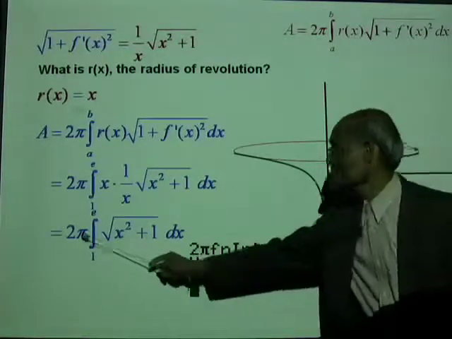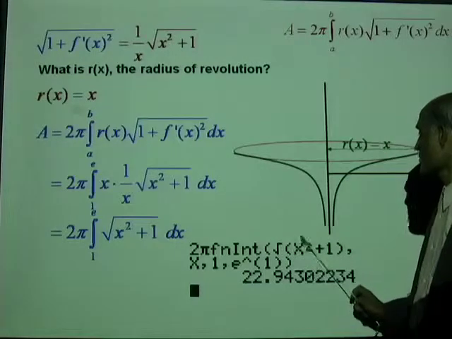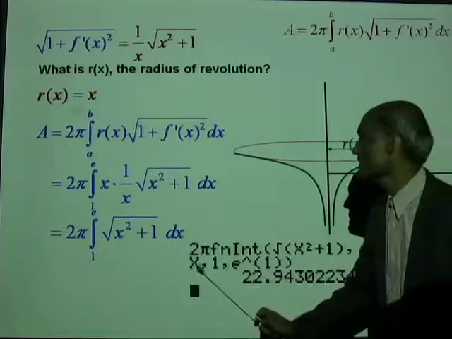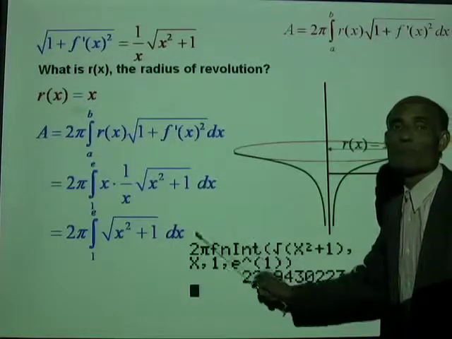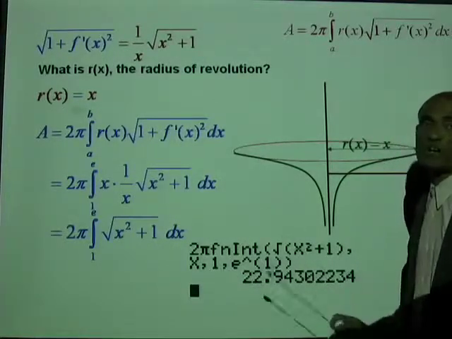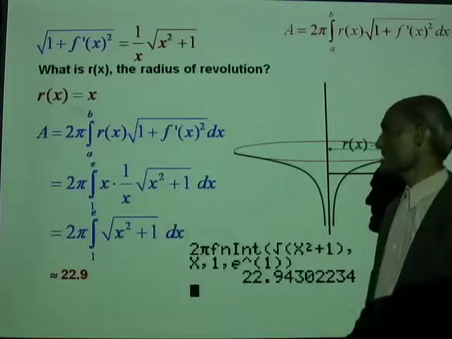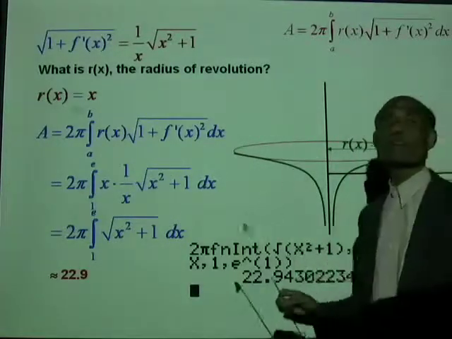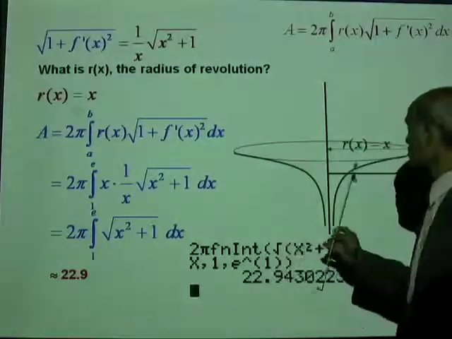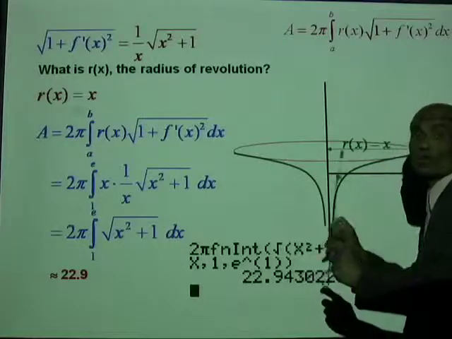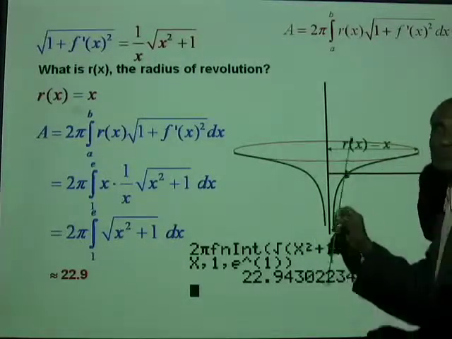So go like this: 2 pi times finite integral square root x squared plus 1 when x goes from 1 to e. Alright, follow these keystrokes, and that will give you 22.9 is the approximate area of that surface generated. I hope you can visualize how this surface looks like when this curve is revolved about the y-axis.